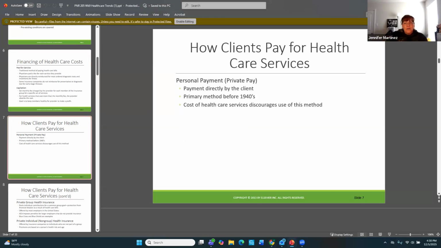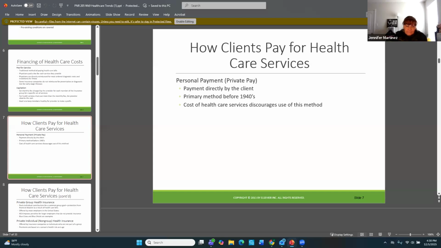Other ways that we pay for healthcare services: personal payment. And that's your private pay. So you go to the doctor, you get your strep test, you get your exam, and you go to check out, you just pay for the services that you incurred that day. And that was before the 1940s. That was the primary way people paid for healthcare services.